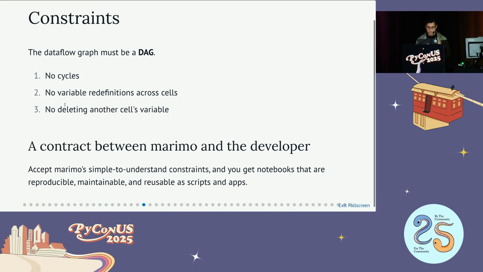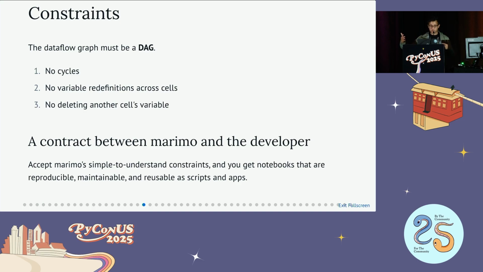The way that we think about these constraints and the way that we communicate them to our users, because it is a significant departure from how you might write code in a Jupyter notebook, is that we're offering a simple contract between us and our users. If you accept our constraints, which we think are at least simple to understand, if not simple to always adapt to, you will get notebooks that are reproducible, that are maintainable, and that are reusable as scripts and apps. So there is a lot that you get by accepting these constraints.